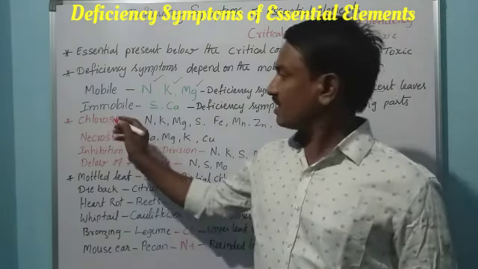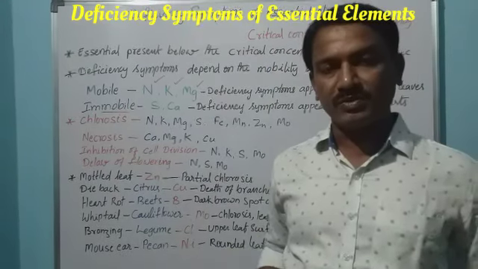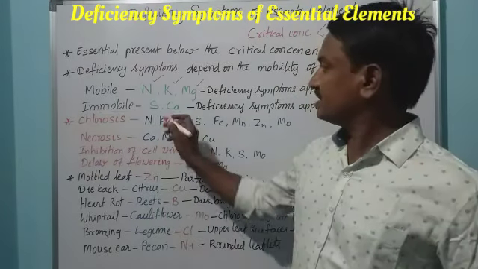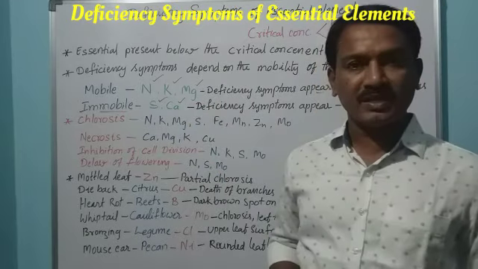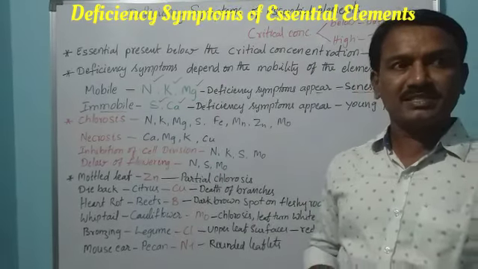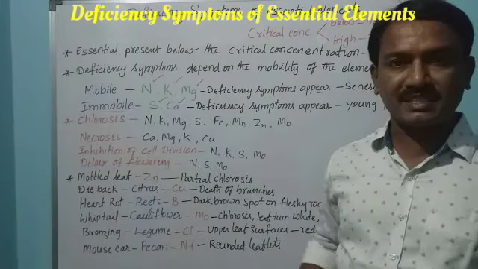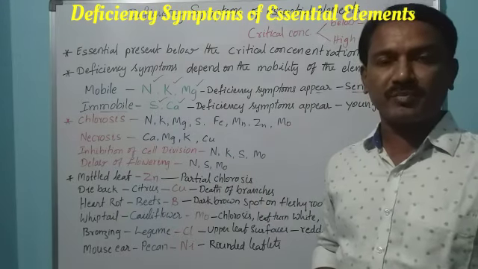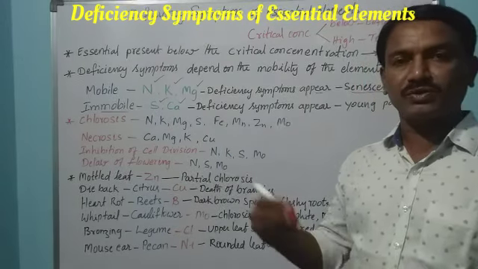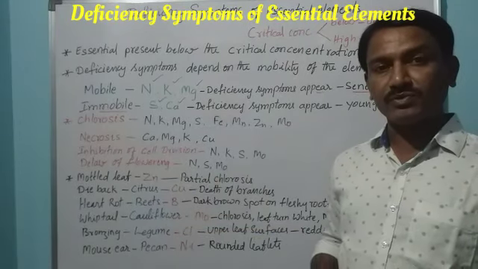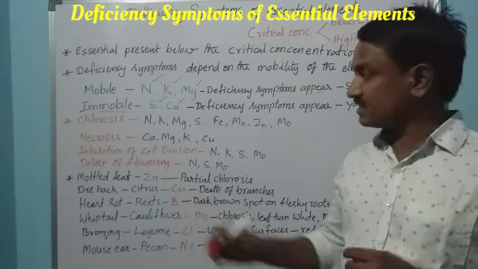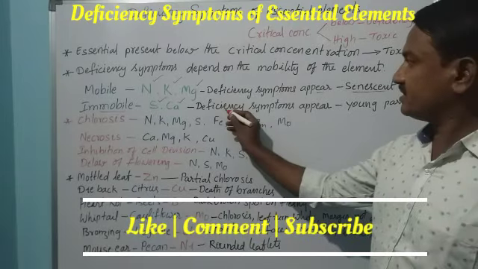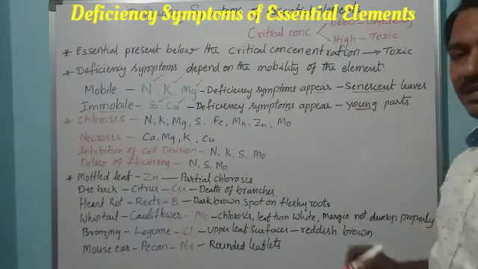Some essential elements are immobile, meaning they cannot move from one place to another. Examples are sulfur and calcium. These two are structural elements, so they cannot move from senescent tissues to young tissues. So their deficiency symptoms appear first in young tissues.